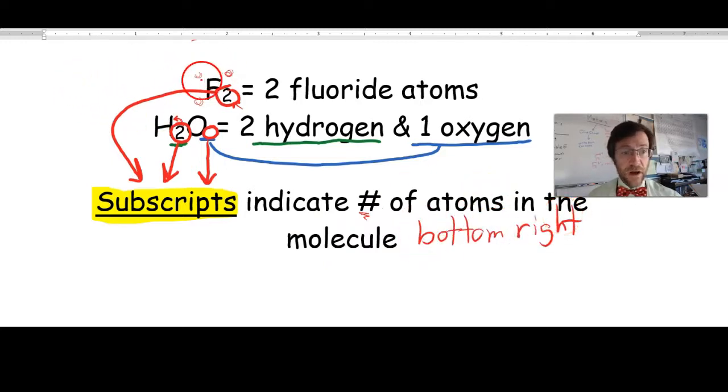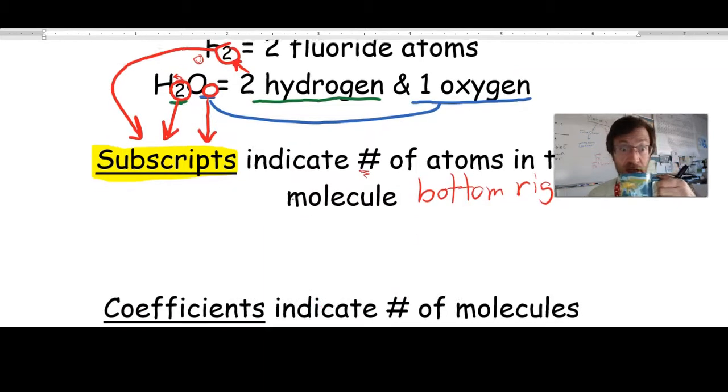Remember the upper left: mass, atomic number, charge, and now this. That is your subscript. That tells you how many atoms of that element are in that particular compound or polyatomic ion or whatever the heck it is that you're looking at, because you're going to be looking at a lot of weird stuff.